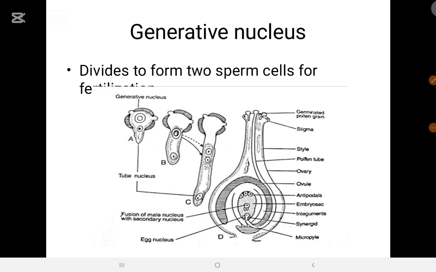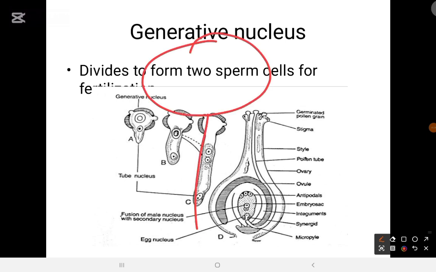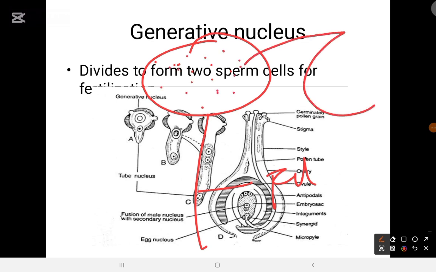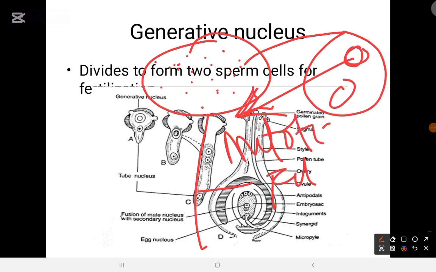The next one is the generative nucleus. There are two types of nucleus in a pollen grain. These are the anthers, these are the filaments. The pollen grains are microscopic, so let me enlarge one for us. Now I've enlarged one of the pollen grains. This pollen grain is going to contain two types of nucleus: the generative nucleus and the tube nucleus. The generative nucleus is the one that divides first, and it divides by mitosis.